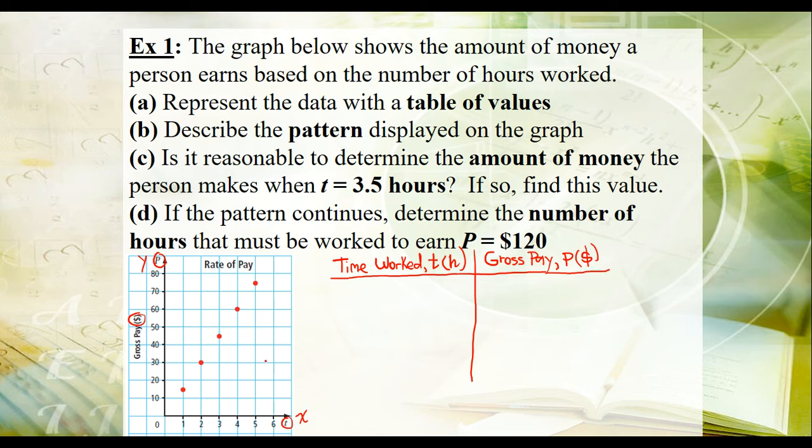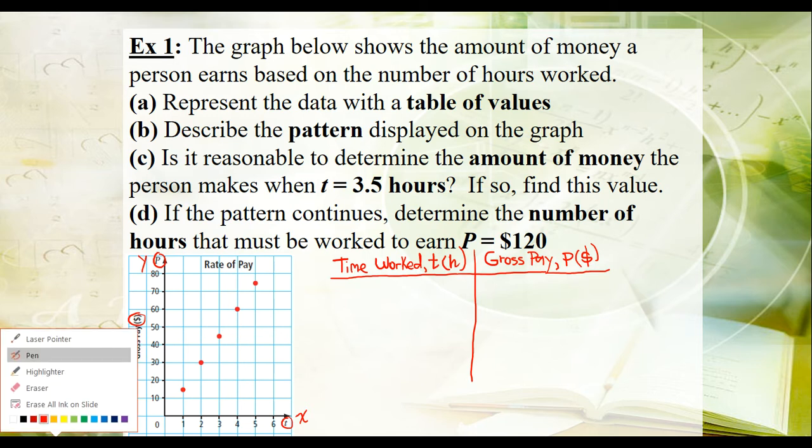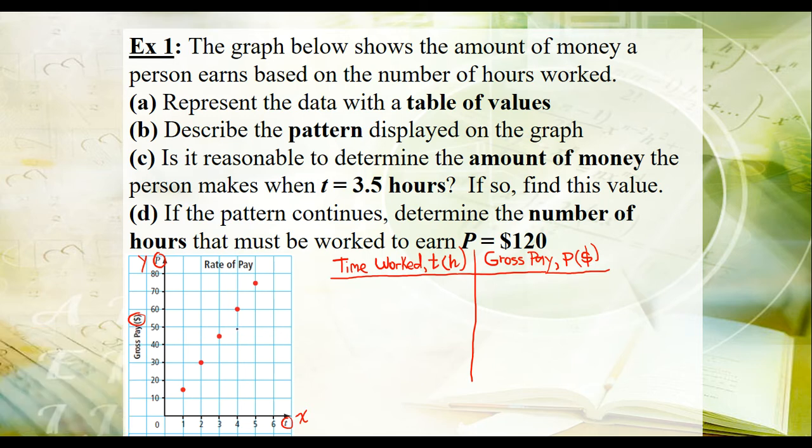Okay, so let's plot these points. Or let's not plot the points. Let's try to figure out what these points actually are. Okay, so to read these points. This first one, if you go down here, it hits the x-axis at 1. So when you've worked 1 hour, the y-axis, if we go across here, looks like it's in between 20 and 15. So it would be 1 and 15.